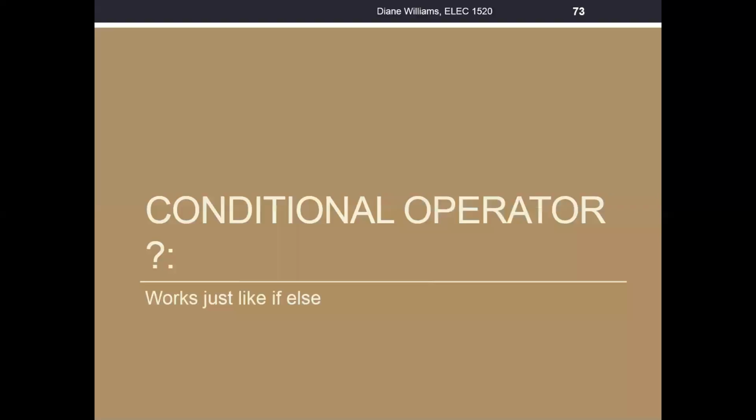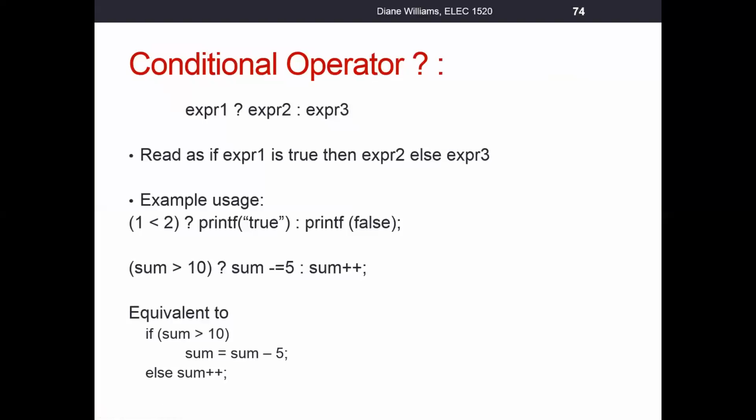Last of all, there is a conditional operator in the C language. And believe it or not, this is an operator, question mark colon. It works just like an if-else structure. We call this a ternary operator because it actually requires 3 operands. We have some sort of expression 1, question mark, expression 2, colon, expression 3.